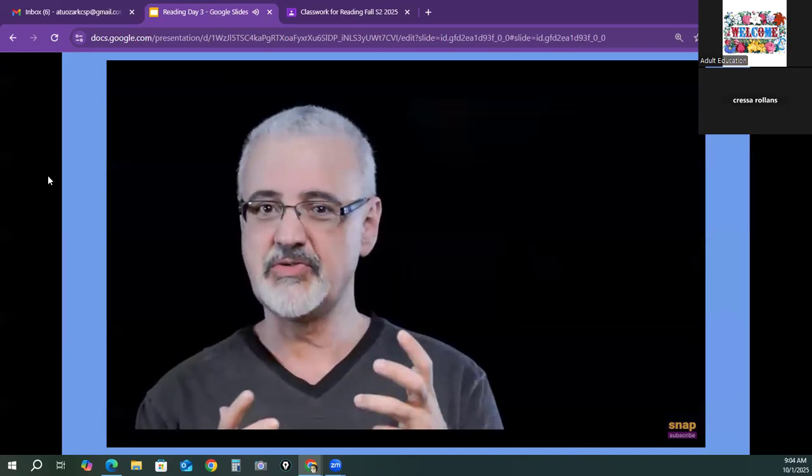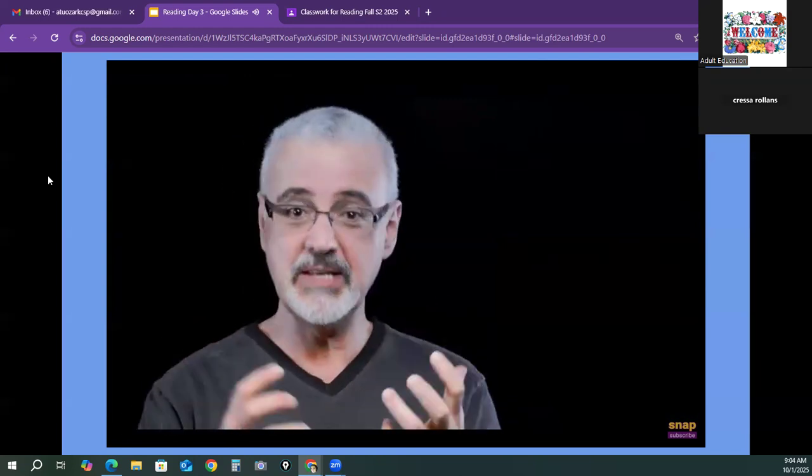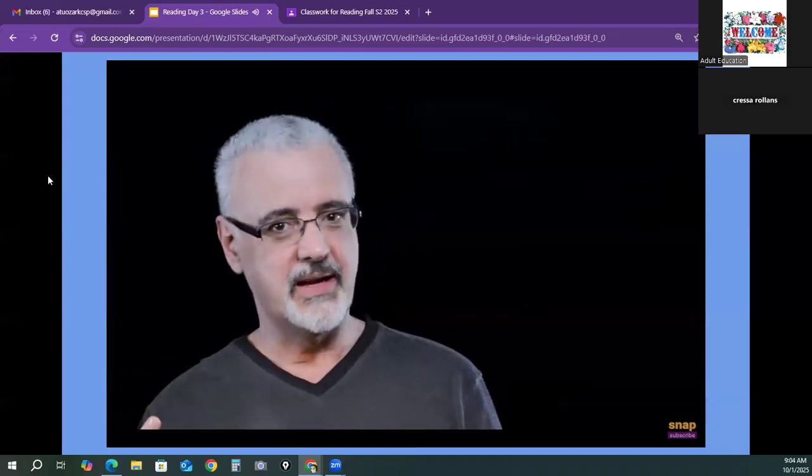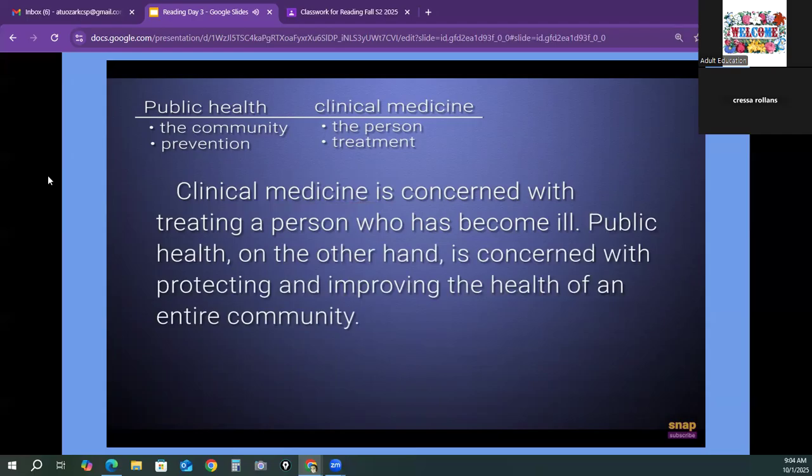Now I have all the ingredients for a paragraph. When you put these ideas together, they'll support the idea that there are two main differences between public health and clinical medicine. Clinical medicine is concerned with treating a person who has become ill. But this is about clinical medicine. What about public health? Public health, on the other hand, is concerned with protecting and improving the health of an entire community. Oh, okay, here's some information about clinical medicine first. On the other hand, is a transition that shows how that information contrasts with public health.